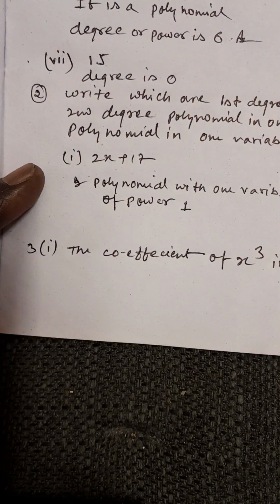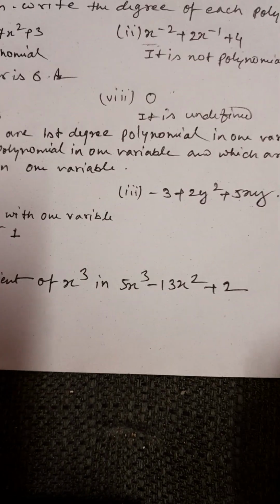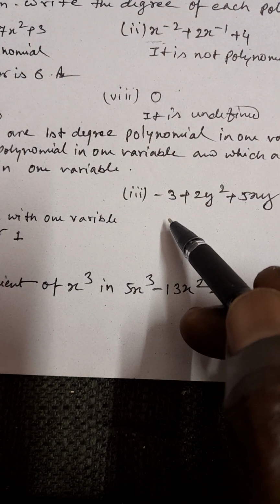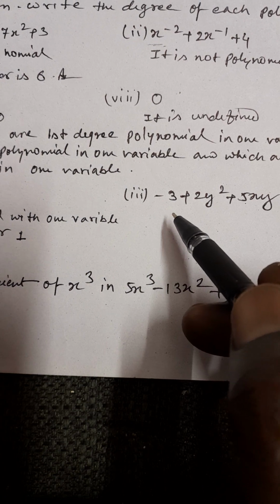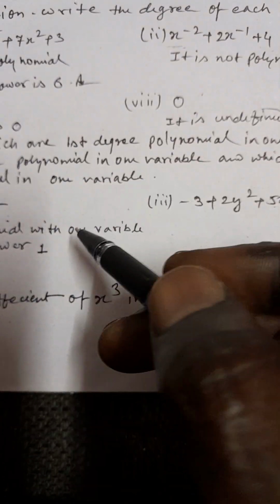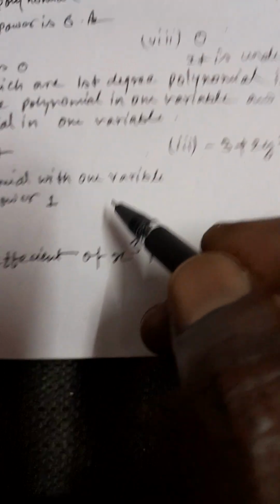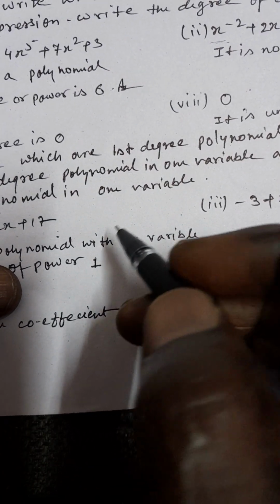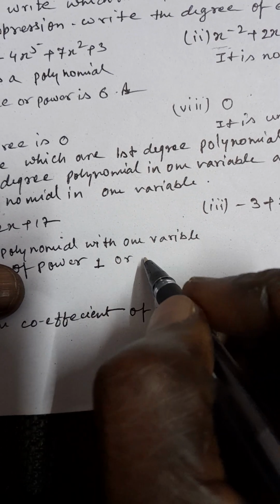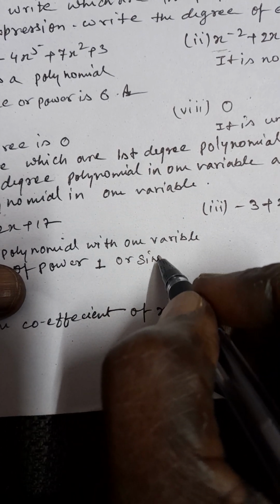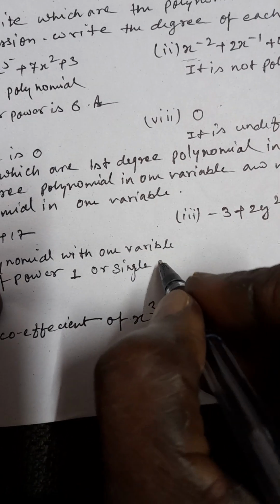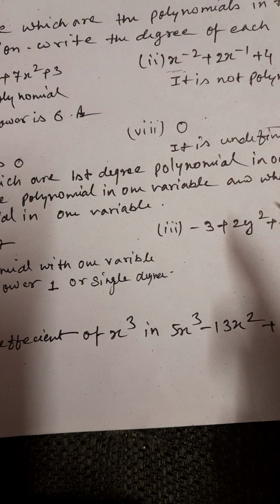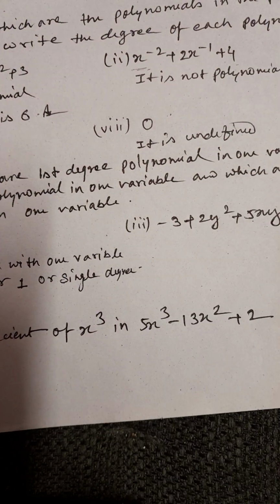In the same way, this is question number 3. This is minus 3, or you can write here power 1 or degree 1, or single power, or single degree. You can write single degree also, because in the question we are asked about degree.